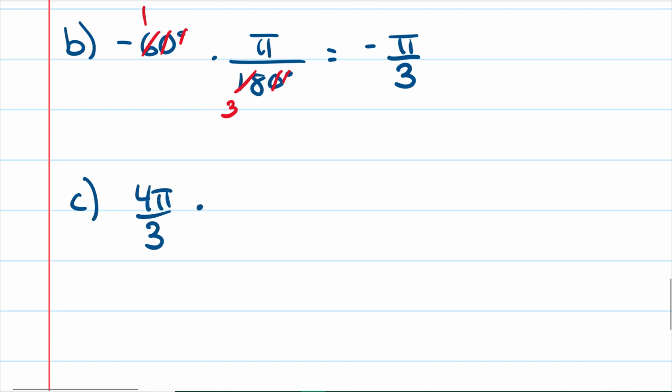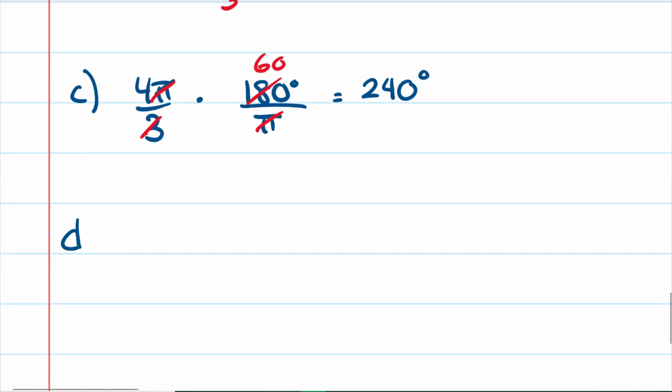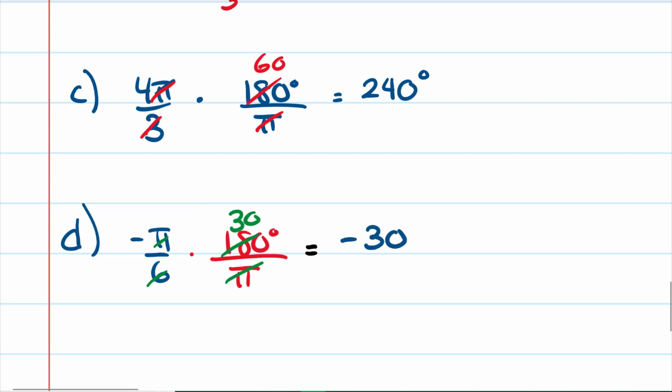Alright, part C, we have 4 pi over 3. Because we're starting in radians, I want to turn it into a degree. So my pi's cancel. 3 goes into 180 60 times, and 4 times 60 is 240 degrees. And now for the last one, negative pi over 6. So again, we multiply by 180 over pi. Pi's cancel off. This goes into a 30. So you're left with negative 30 degrees.